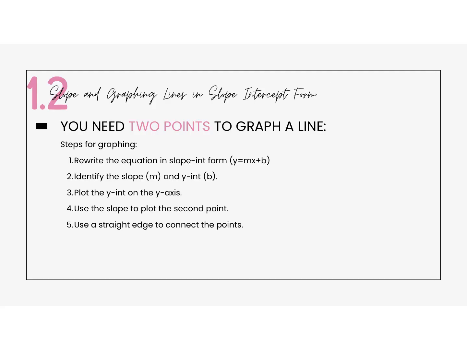To graph a line, you need 2 points. The steps that we're going to follow: we're going to rewrite the equation into slope-intercept form, that's y equals mx plus b. That's the important part that we talked about in 1.1. We're going to identify the slope, which is m, and the y-intercept, which is b. We're going to plot the y-intercept on the y-axis. We're going to use the slope to plot a second point. That's going to tell us if we're going up or down before we go over to the right. And then we're going to use a straight edge to connect those points.